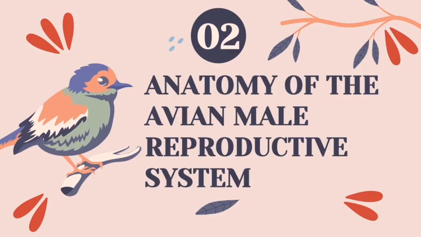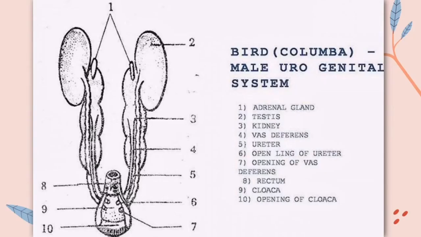Now, let's proceed with the anatomy of the avian male reproductive system. This figure shows the parts of the bird male urogenital system.